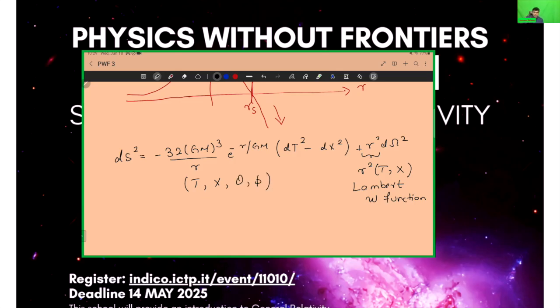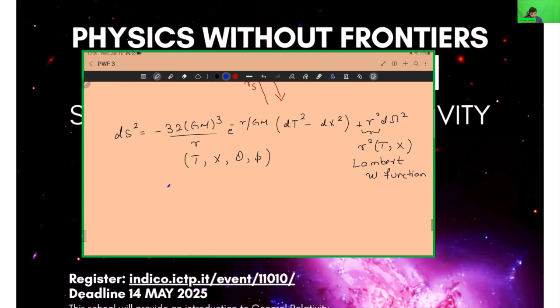Okay. Now, there are some things that stand out. First of all, there is nothing wrong at r equals 2GM in these coordinates. There is no singularity, right? So in these Kruskal-Szekeres coordinates, the coordinate singularity that appeared in the Schwarzschild coordinate system just goes away. So first of all, nothing wrong at r equals rs.